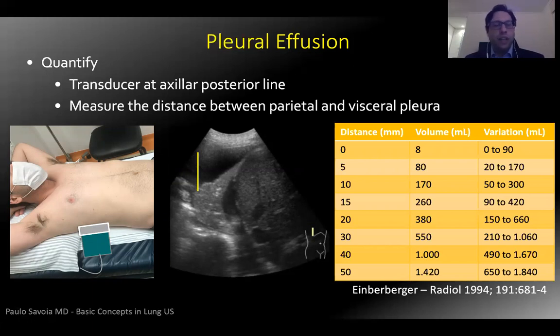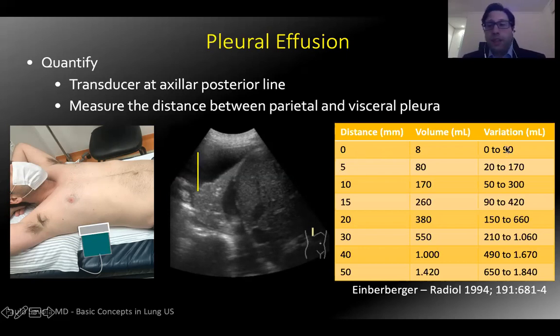However, ultrasound is not very good. There are a lot of formulas in the literature to do that, but in our experience, none of them is good. Okay, so I like to talk about this paper published in '94, a long time ago, but it's very nice to understand this. For example, if you place your transducer here in the posterolateral region and you measure the biggest distance of the parietal pleura to the visceral pleura, this author tried to correlate the distance with the volume of pleural effusion.